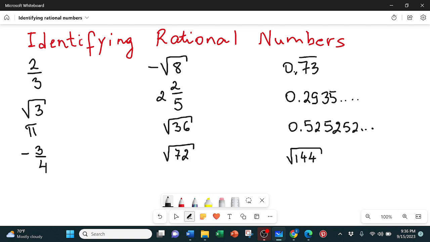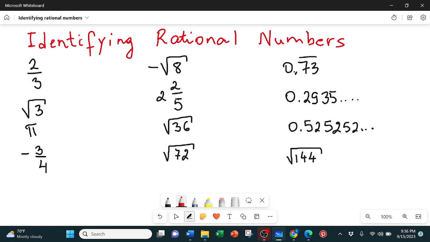In this video, we're going to identify rational numbers. While we're going to identify rational numbers, we're going to talk about irrational numbers as well. Let's start first with a definition of rational numbers. Rational numbers are all numbers that we could write as a ratio. So if a number could be written as a ratio, then it's a rational number.